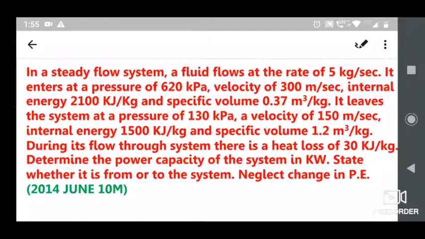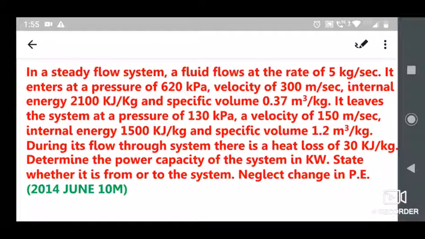In a steady flow system, the fluid flows at a rate of 5 kg per second, that is, mass flow rate is given. It enters at a pressure of, state 1 conditions, 620 kilopascals and velocity of 300 meters per second, internal energy of 2100 kilojoules per kg and specific volume of 0.37 meter cube per kg. It leaves the system at a pressure of 130 kilopascals. This is the state 2 condition, with velocity of 150 meters per second. Internal energy is 1500 kilojoules per kg and specific volume is 1.2 meter cube per kg.